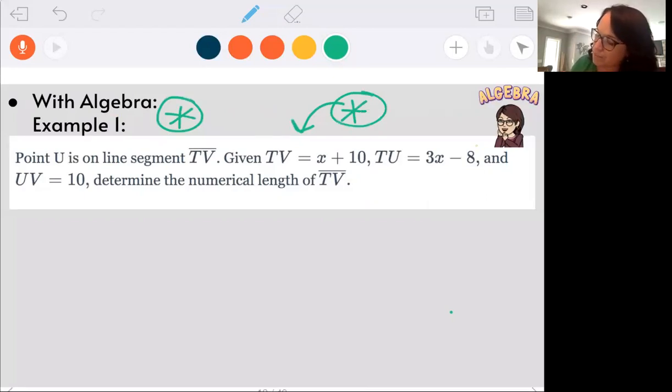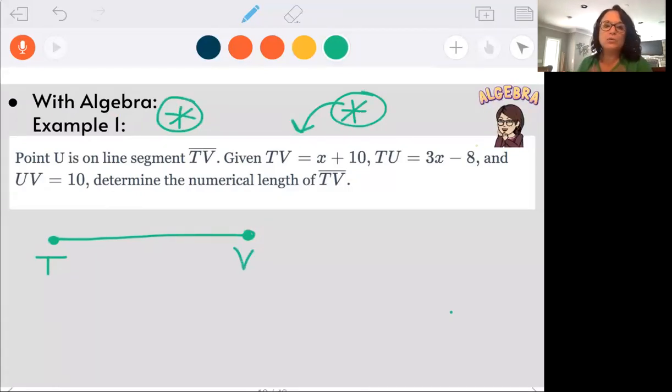Point U is on line segment TV. So I've got this line segment TV. Point U is on it, so somewhere on it, again, just make a random picture, is U. I've just taken care of that. This is called reading the text, and we're going to need to make a diagram from it. And you have to do this.